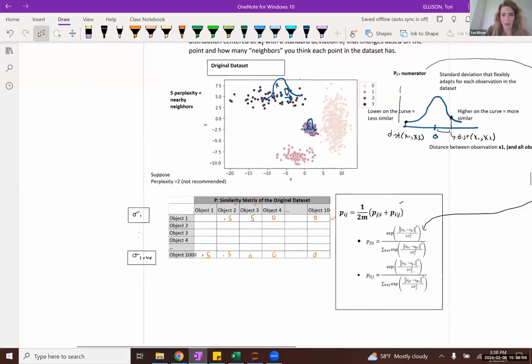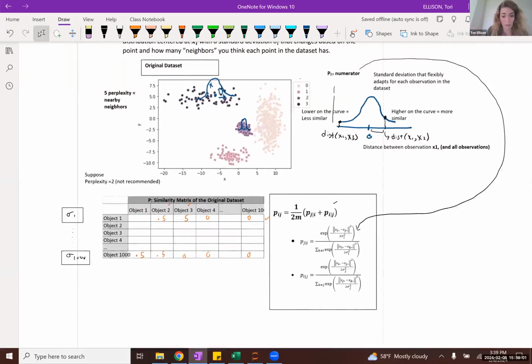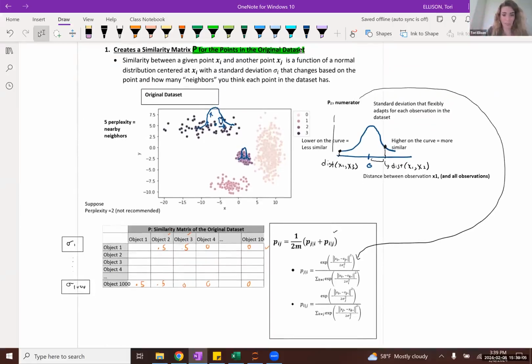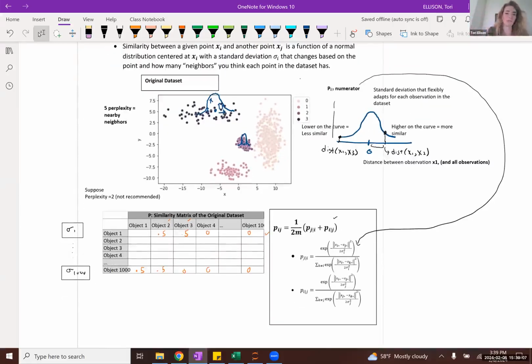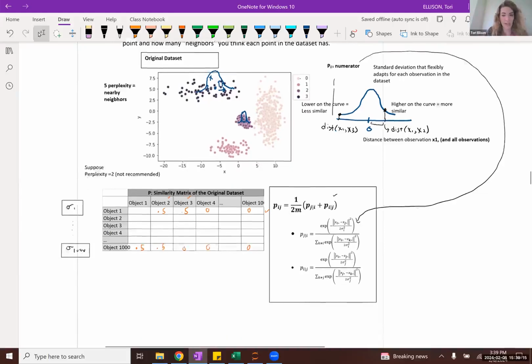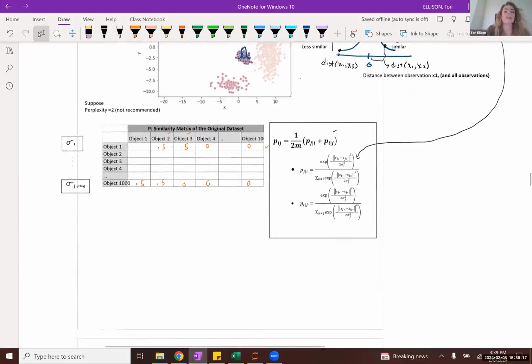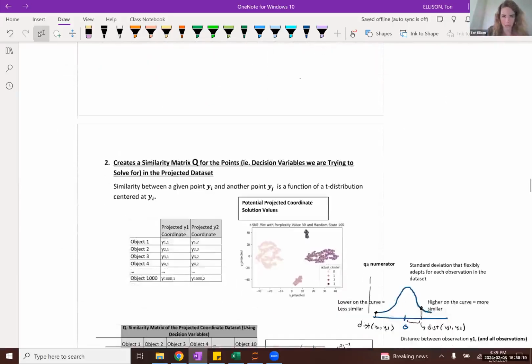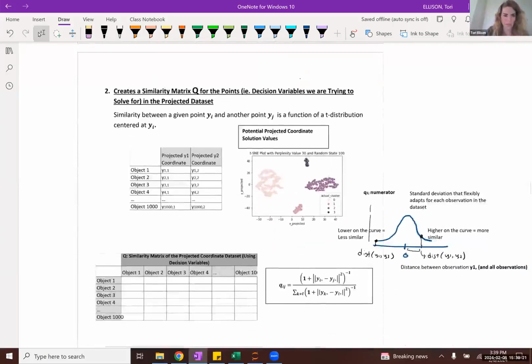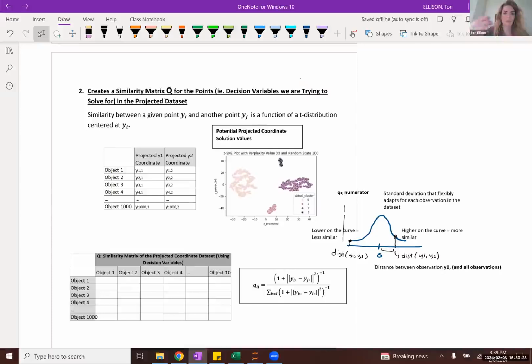So we'll talk more about the nitty-gritty of the mathematical equations as we wrap up the course, because what we want to focus on first and foremost is how to go about correctly interpreting the results of our TSNE algorithm in order to effectively aid our remaining clustering algorithms that we'll talk about in the class. So that's how you create the similarity matrix for the high dimensional or original data set observations.